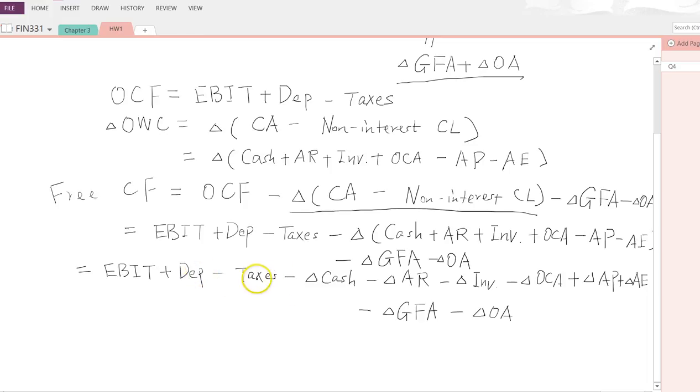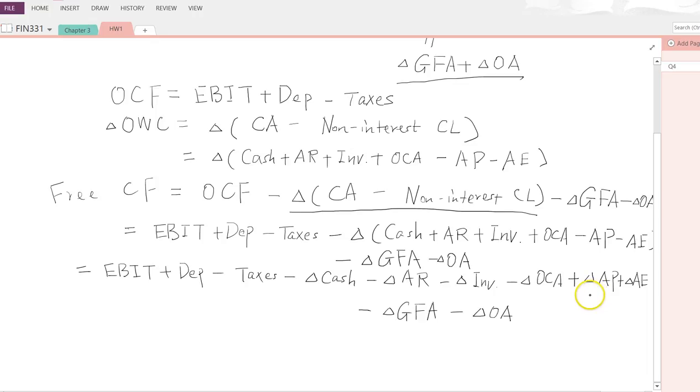And taxes, obviously that's negative, but the change on cash, we need to put a negative sign in front of that. The same is true for accounts receivable and inventory and other current assets. But for accounts payable, we need to put a positive sign. And I think this is also quite intuitive. If you accumulate more accounts payable, that means the firm has saved some cash upfront, because accounts payable means that even though it's a liability for the firm, the firm doesn't have to pay right now.